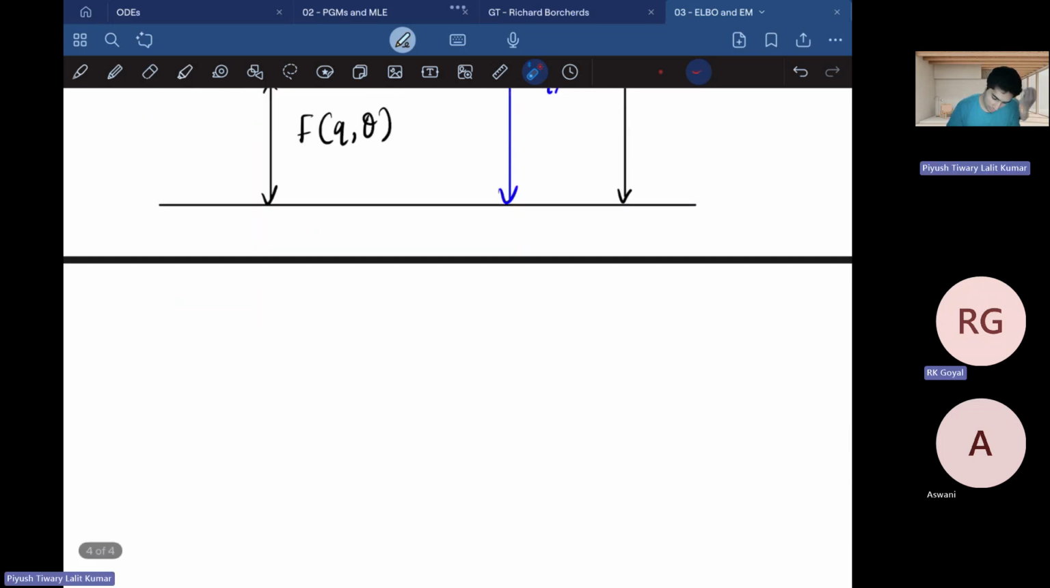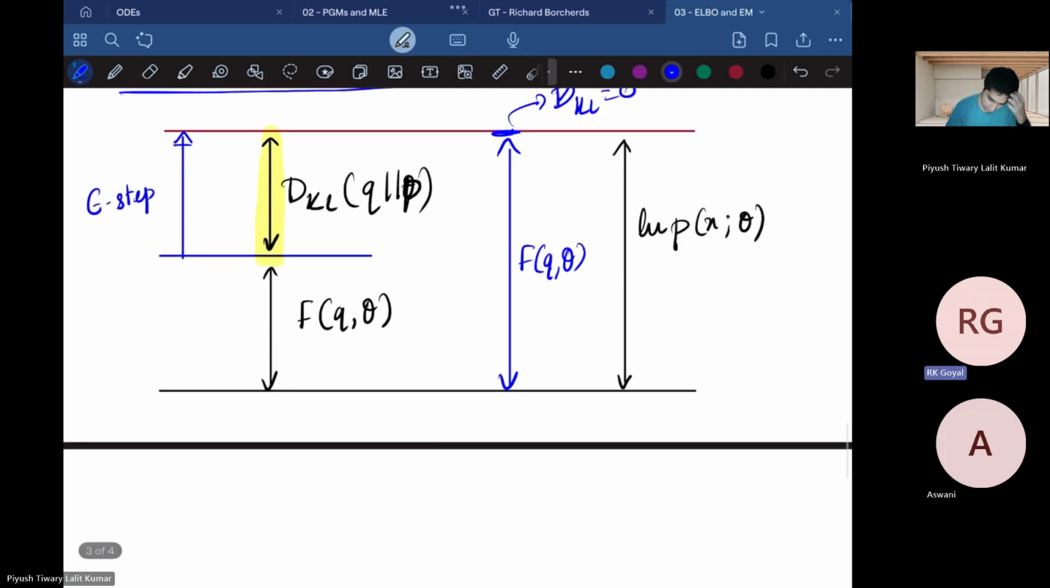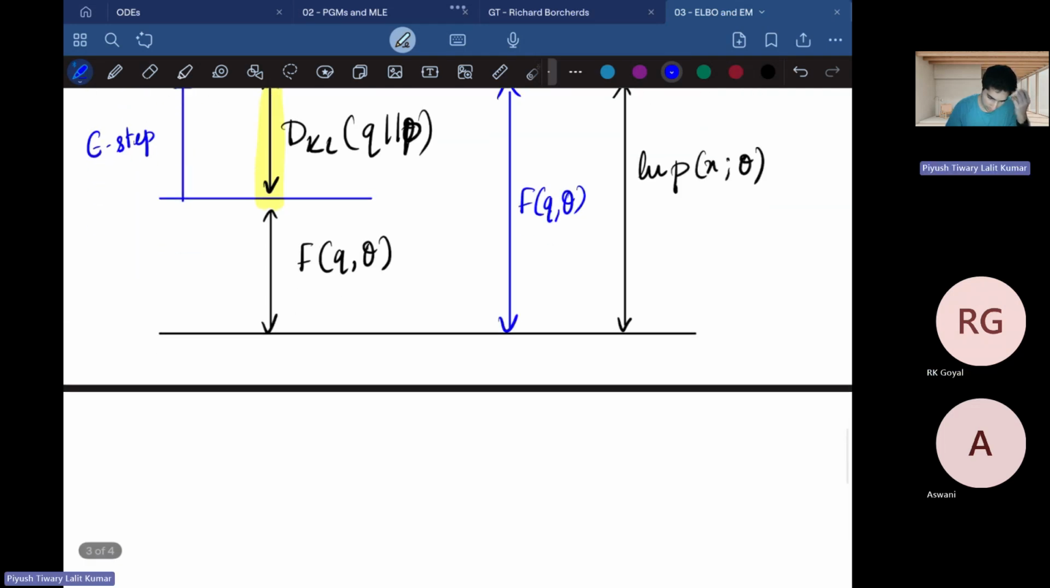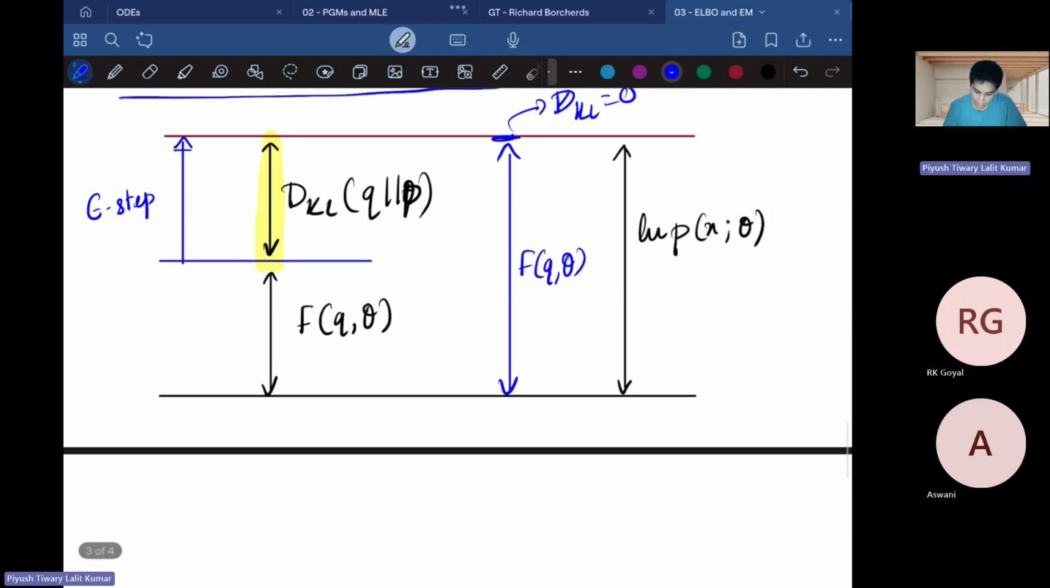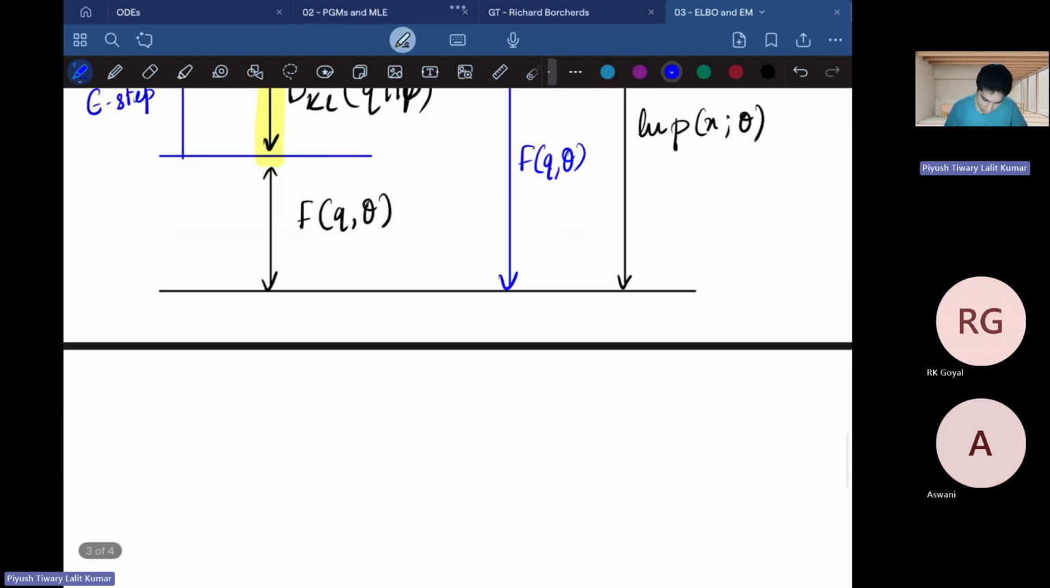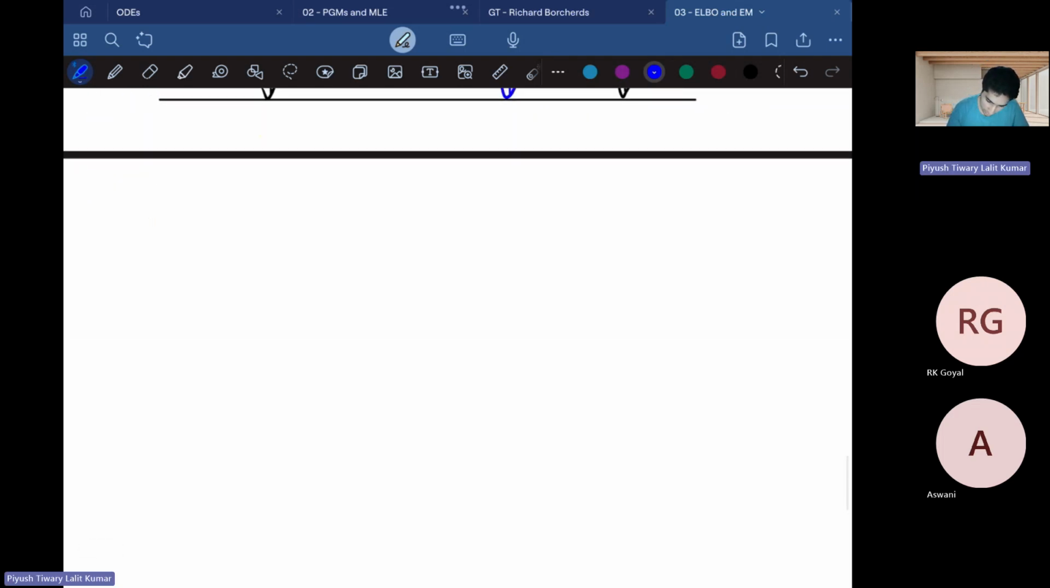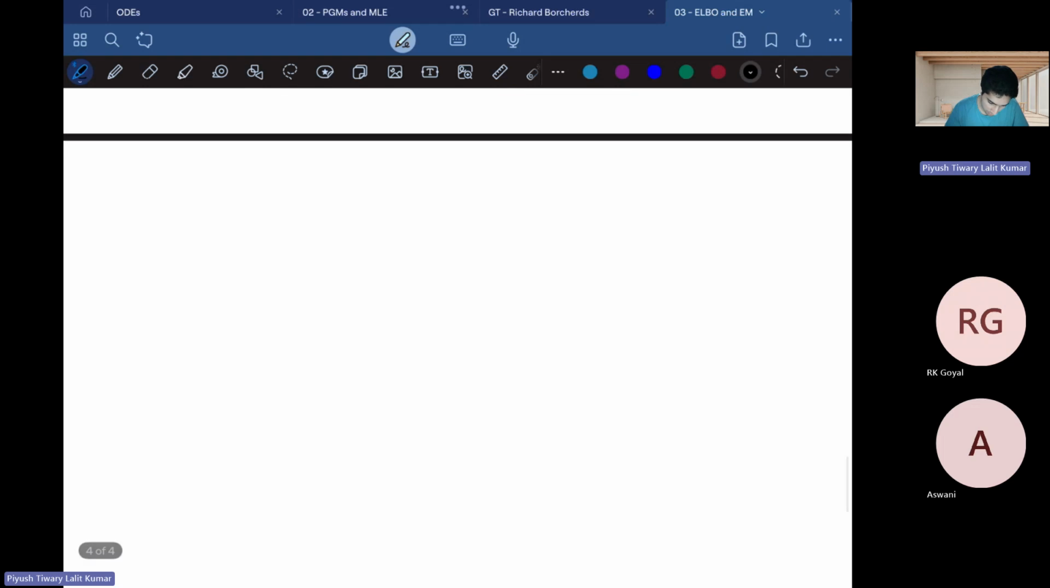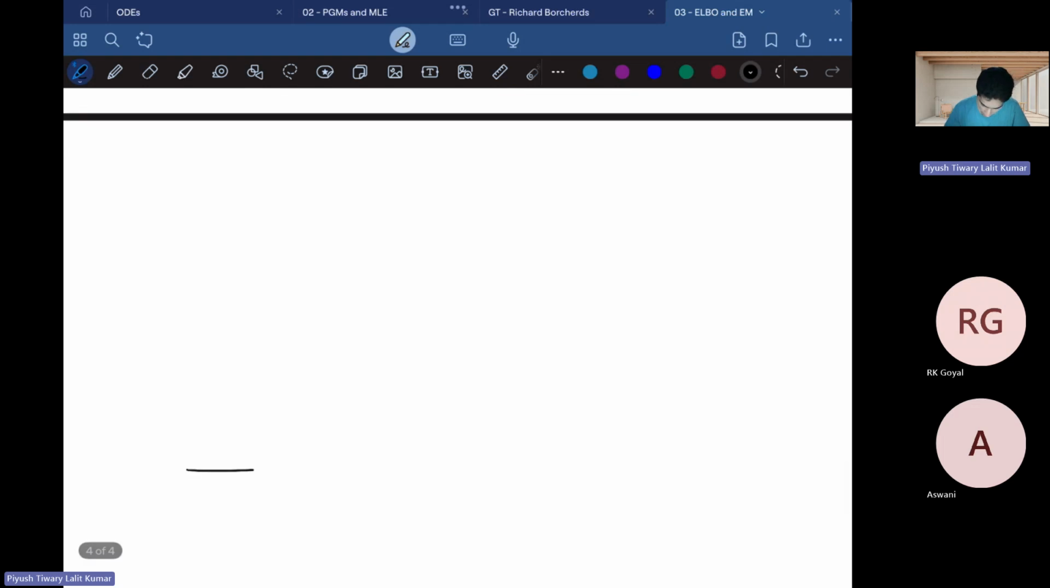And where is the next step in this diagram? Yeah, please keep going. I'm coming to that. So let's keep this picture in mind, and then we can think of the M step as well. So I will draw the same thing, but in a different context now.